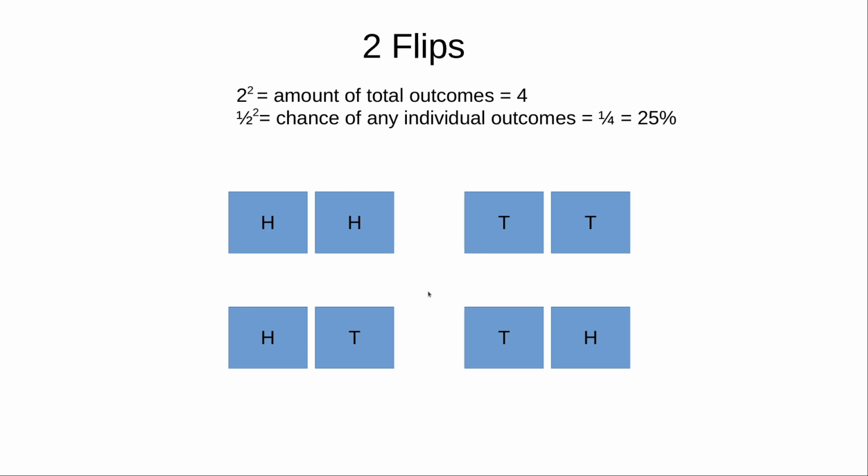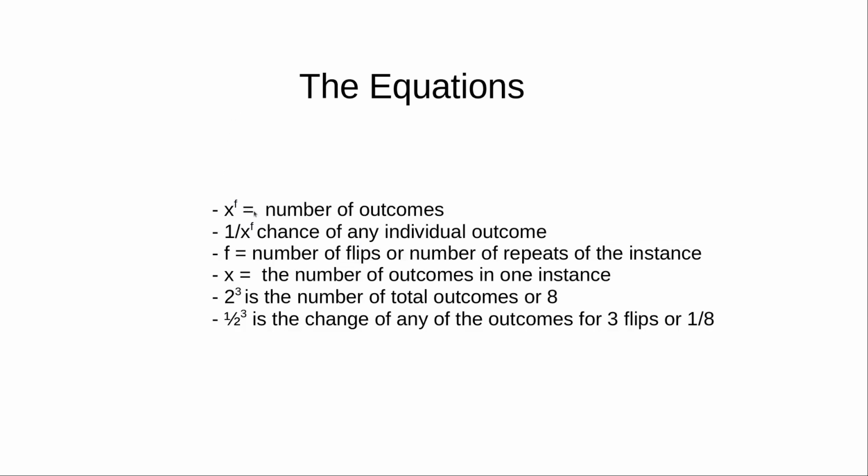But another way to find this out is by having sort of an equation. If you want to find the number of outcomes, take x. x equals the number of outcomes in one instance. So for one flip, there are 2 outcomes total. So you do x to the f, and f is 2 in this case for the double flip. It's the number of flips, or the number of repeats of the thing that you're doing, a rolling of the dice, flip of the coin, drop of a ball, or whatever.